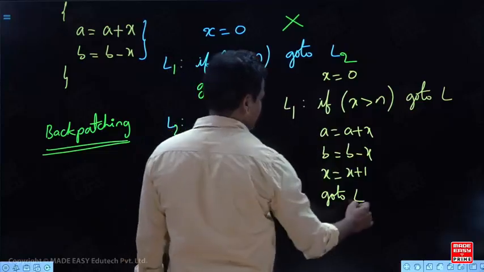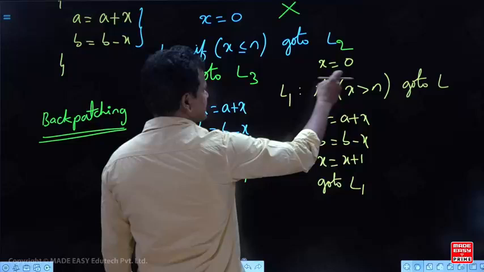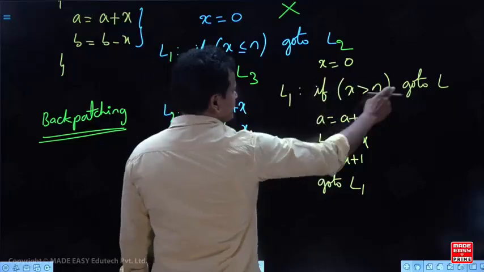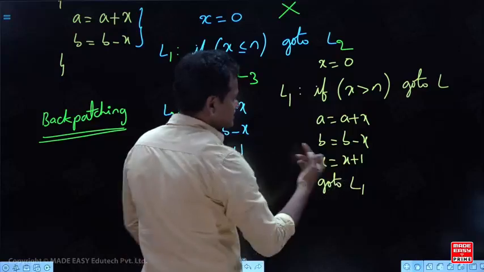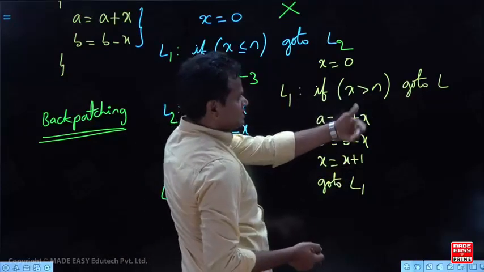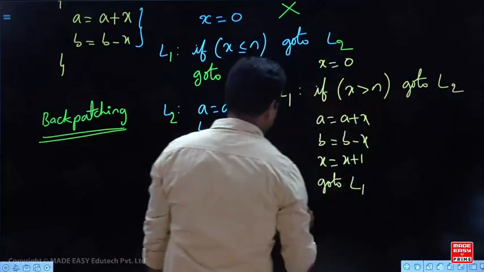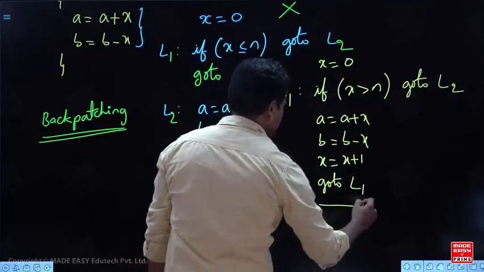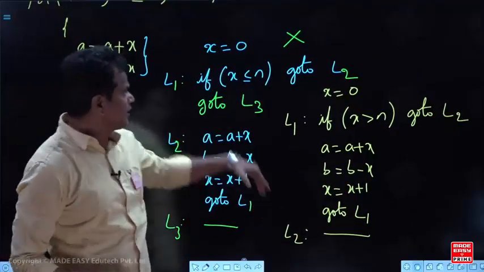So I will make this L1. After x equal to x plus 1, it jumps back. Is x greater than n? No, then it doesn't jump and executes the next instruction. Like this, after some time x will be incremented and become more than n. Then the condition is true, and you come out of the loop. What is out of the loop? This is out of the loop, L2. So you can write it either this way or this way.